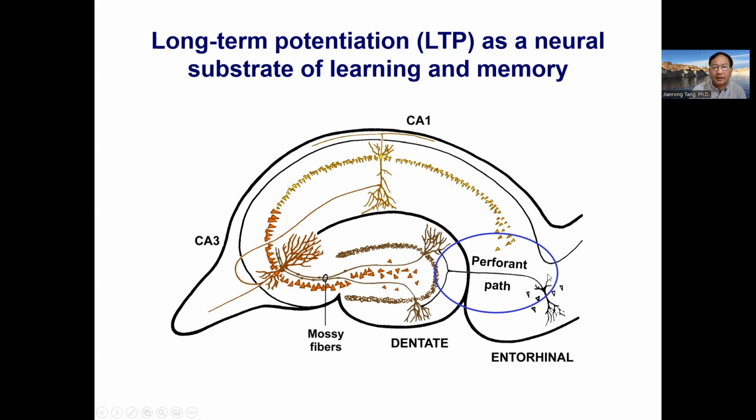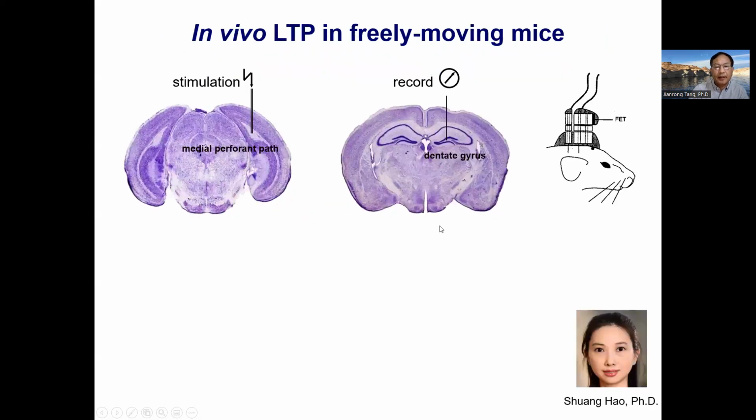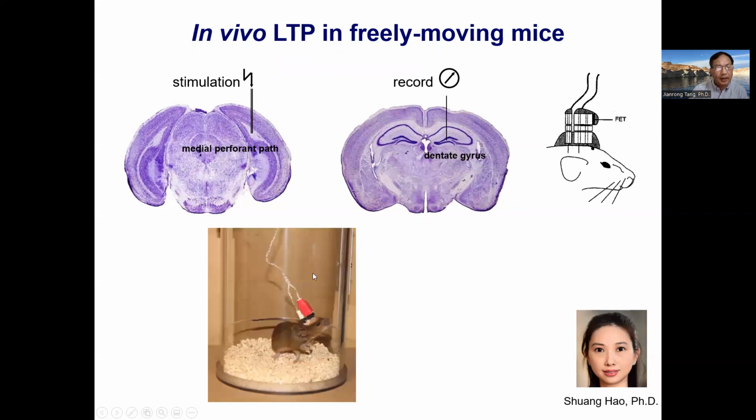This pathway conveys a large amount of contextual and spatial information from the cortex to the hippocampus. And importantly, LTP in this pathway has never been studied before. So Xuan implanted the stimulation electrode in the medial perforant path and the recording electrode in the dentate gyrus. After recovery, we deliver a single pulse to the mouse in the freely moving state, which evoked a population spike like this. We measure the pop spike amplitude as indicated by the arrow line.